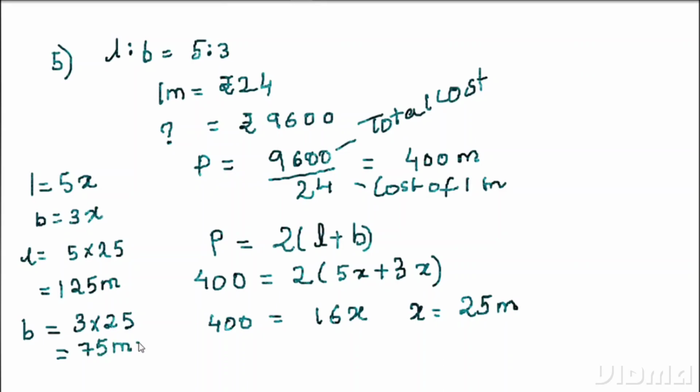So I have found the first part of the question, that was length and breadth. Now the second part of the question, they are telling me to find the area. So how can I find the area? Area is very simple. Area is nothing but length multiplied by breadth. And length I have got as 125 and breadth we found as 75. So I can do 125 multiplied by 75 and that will give me the area. So when I do 125 multiplied by 75, we get 9375 meter square.